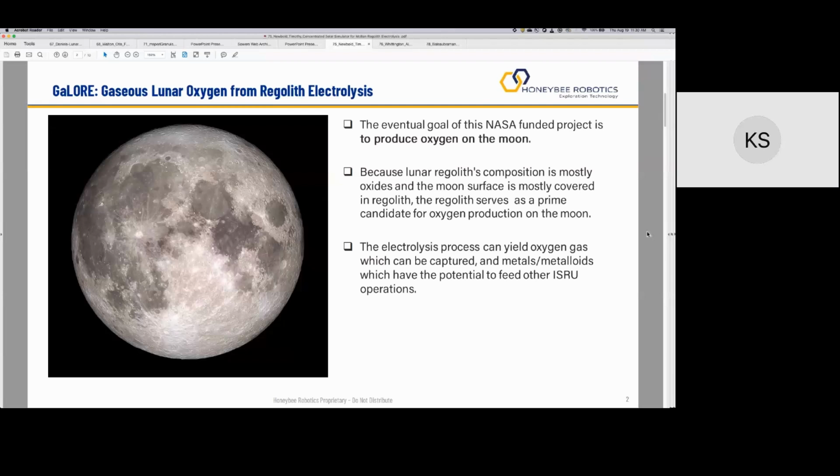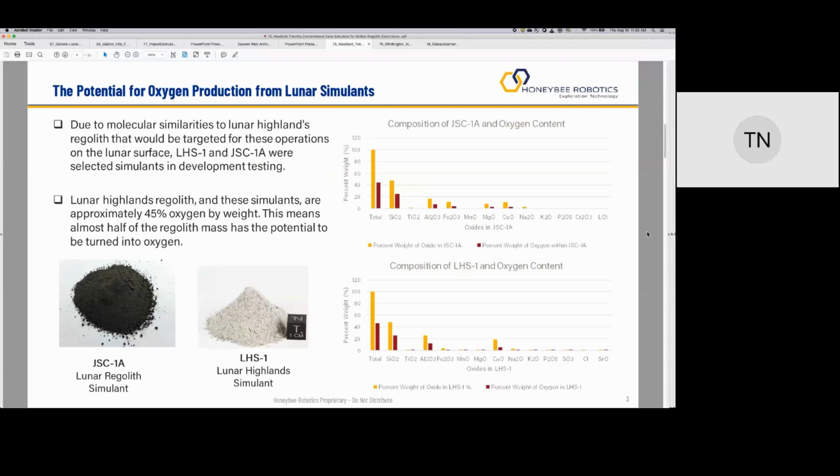Thank you for that. To continue, the moon does not have an atmosphere and is mostly covered in regolith. So it serves as a prime candidate for oxygen to be removed from should we choose to build a habitat or base on the moon. So this research is critical to that. And if you could go to the next slide, we show how the regolith is about 45% oxygen by weight, meaning that about half of the regolith covering the moon's surface has the potential to be used as breathing air for anybody that would choose to go and build a habitat on the moon.